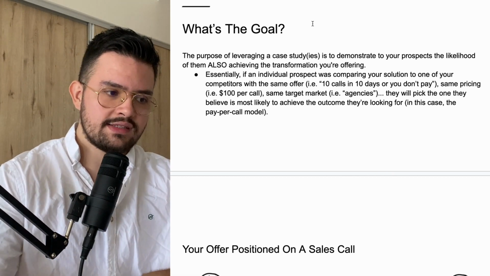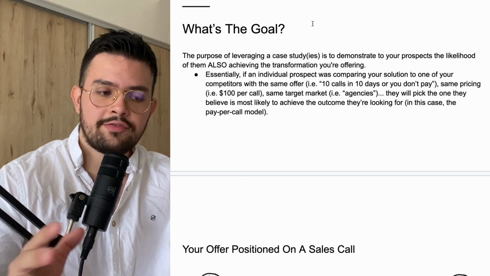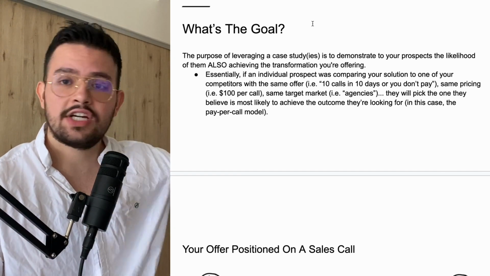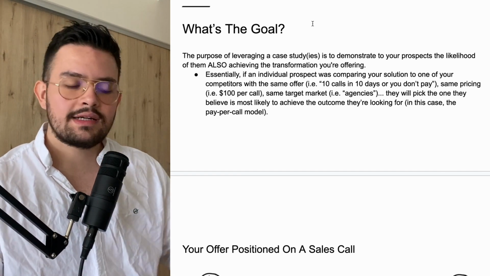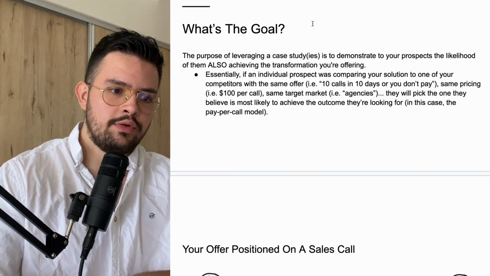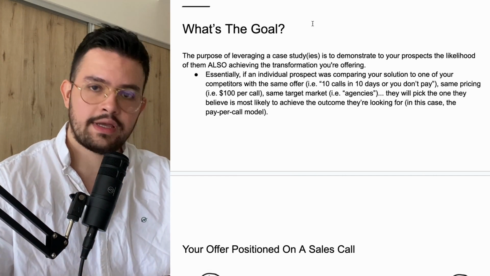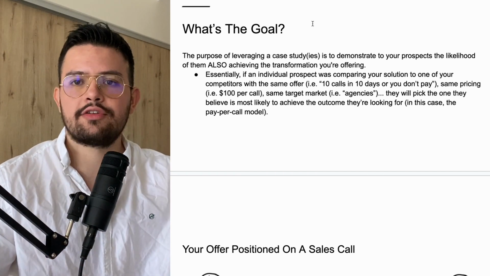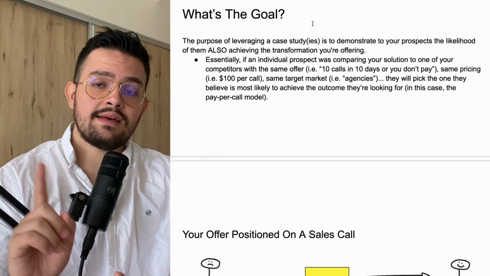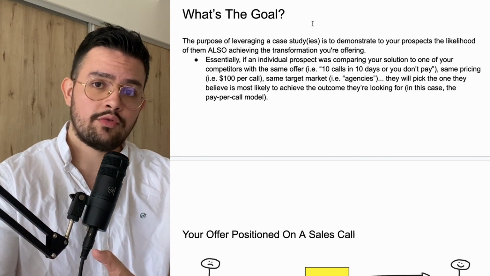Essentially, what we want to do with a good case study is that if a prospect was comparing your solution to one of your competitors with the exact same offer, let's say they're selling, for example, 10 calls in 10 days or you don't pay, the same pricing, let's say you're charging $100 per call, and you have the same target market, let's say that you're offering this to agencies, what the case study will do is simply that they will pick the one that they believe is the most likely to achieve the outcome that they are looking for. In this case, the pay-per-call model or getting more sales calls booked. So the person that has a case study is the one who wins. But more specifically, it's the one that has the most relevant case study according to their unique situation and what their current problems are.